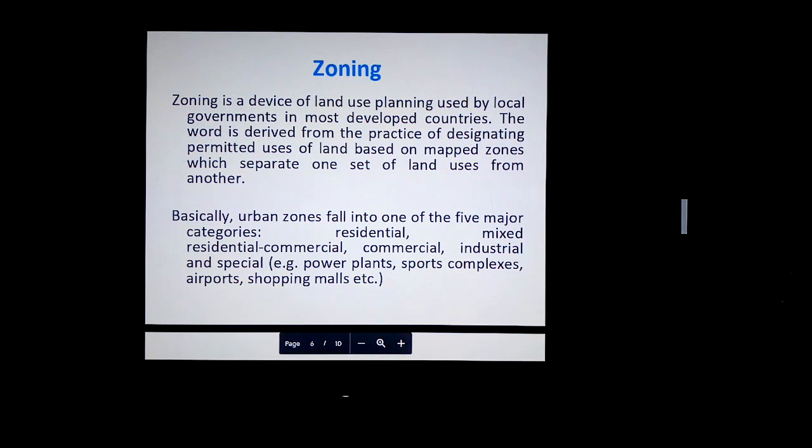Basically, urban zones fall into one of 5 major categories: residential, mixed residential, commercial, industrial and special. Special means power plants, sport complexes, airports, shopping malls, etc.